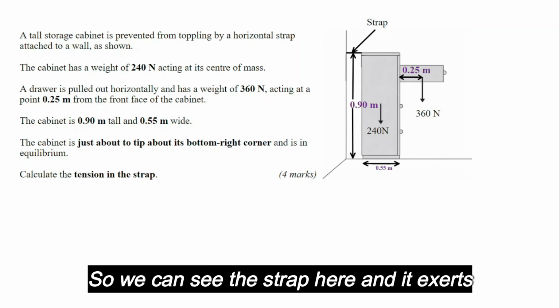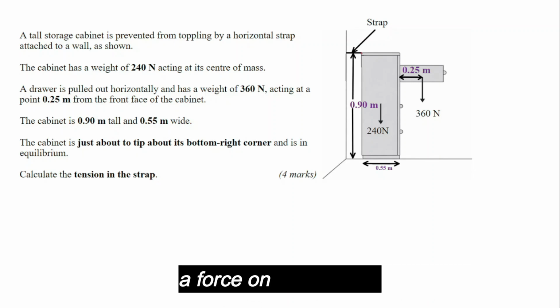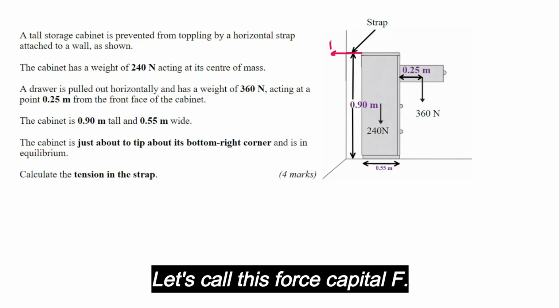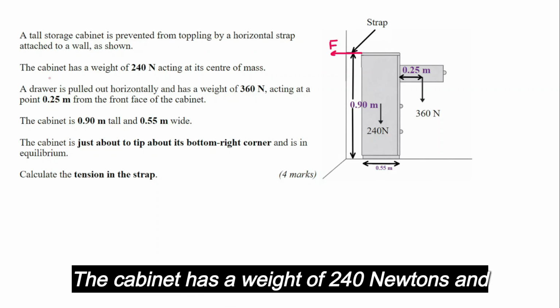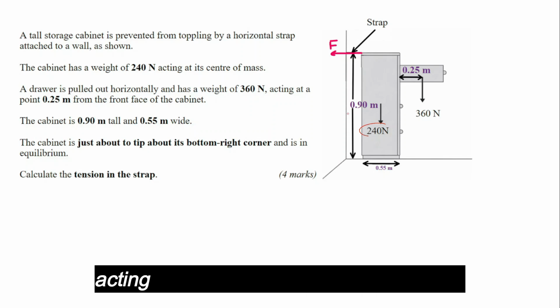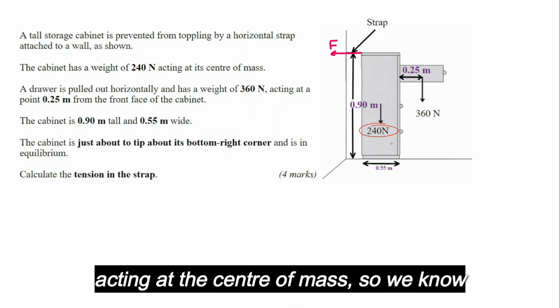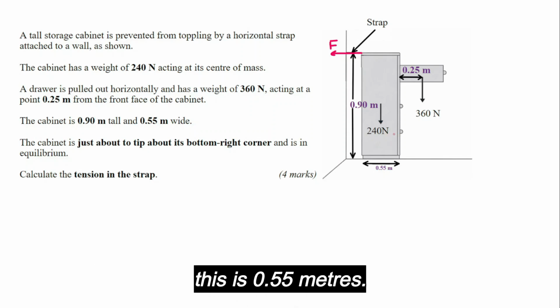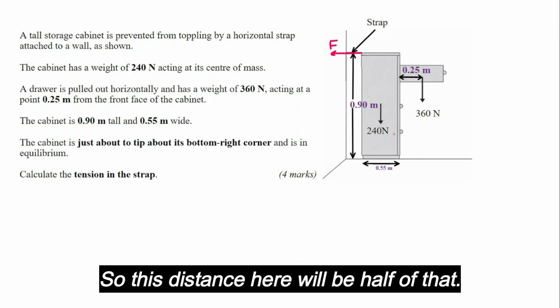So we can see the strap here and it exerts a force on the cabinet. So let's call this force capital F. The cabinet has a weight of 240 newtons acting at the center of mass. So we know this is 0.55 meters, so this distance here will be half of that.